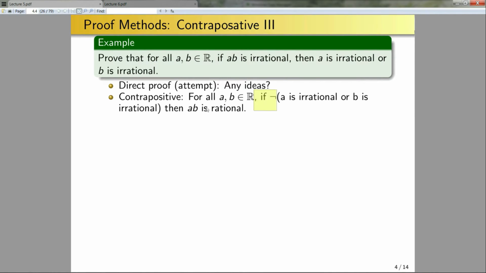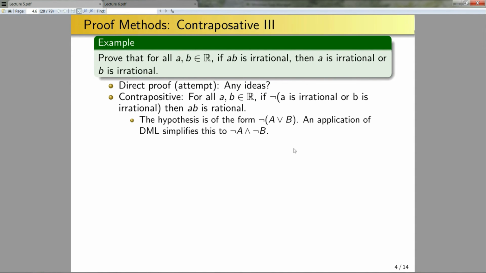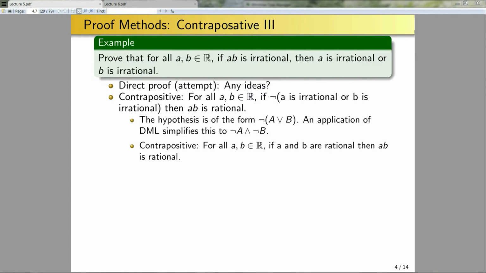Okay, so how do I negate this first statement? Well, I can notice that this statement is of the form not (A or B). So to negate these types of statements, I use De Morgan's law. Applying De Morgan's law gives not A and not B. So if I use this rule to simplify this negation, I would have for all a and b in R, if a and b are rational, then ab is rational.